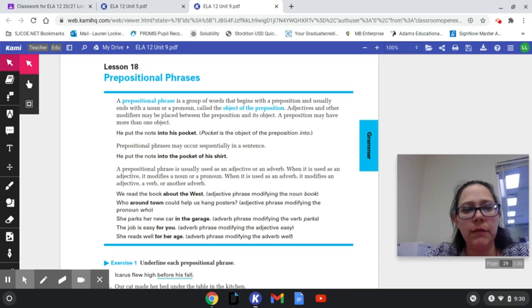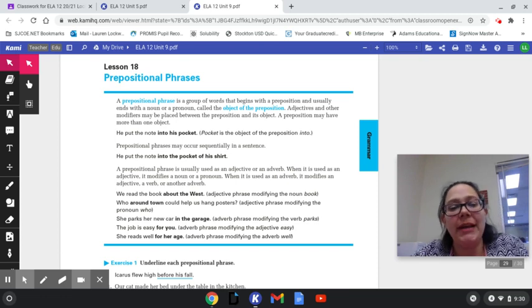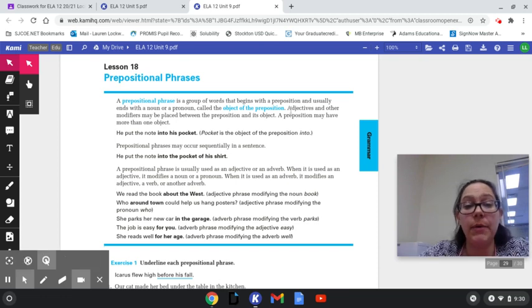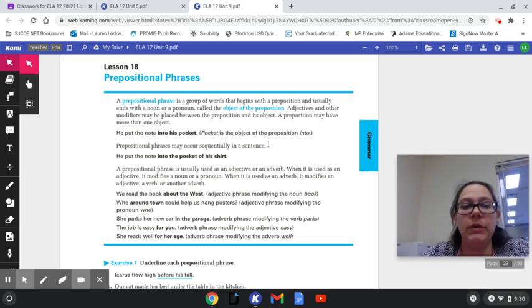English 12, Unit 9, Lesson 18. This lesson is on prepositional phrases. A prepositional phrase is a group of words that begins with a preposition and usually ends with a noun or pronoun, which is called the object of the preposition.